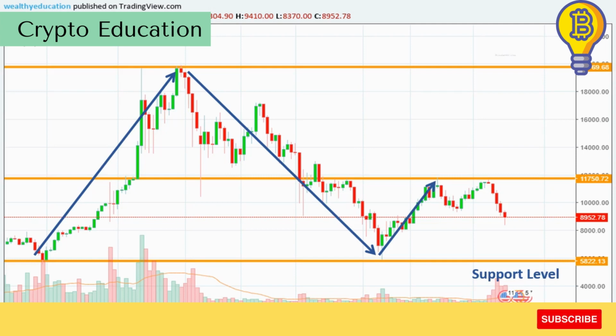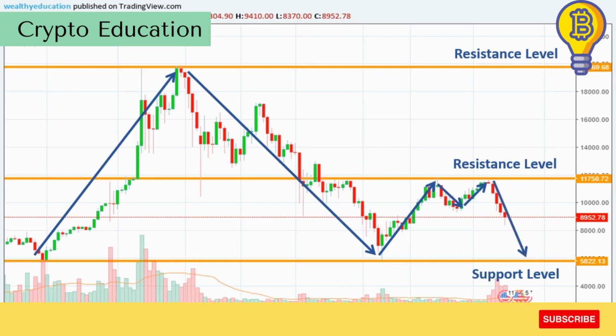Similarly, we have a resistance level at around $19,700. The price failed to break up through this level and went back down to its previous lows. We also have a resistance level at around $11,700. The price attempted to break up through this level many times, but failed and went back down.